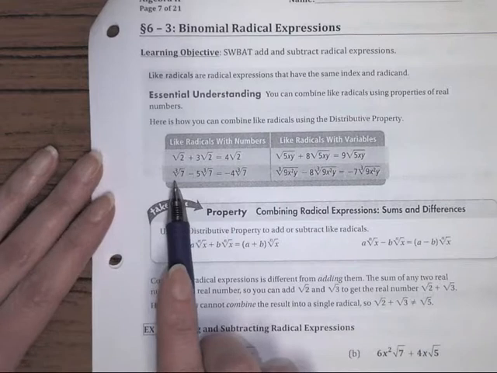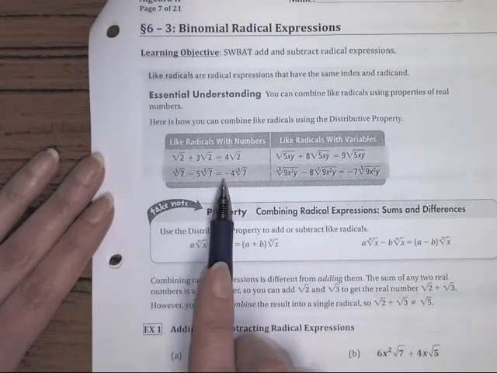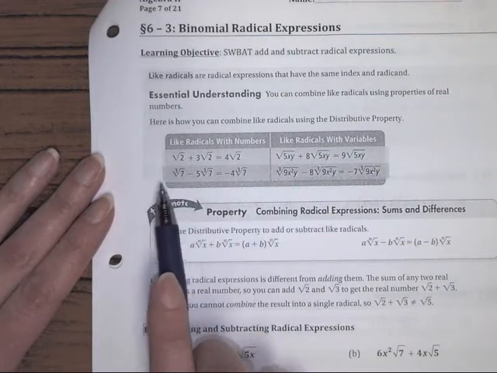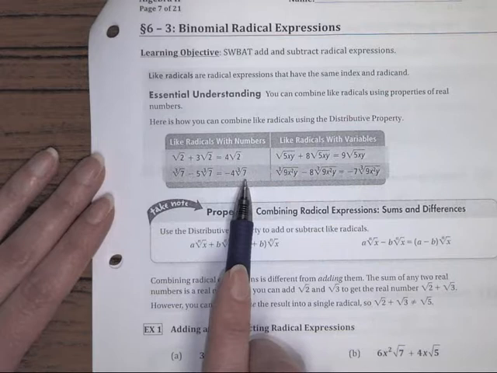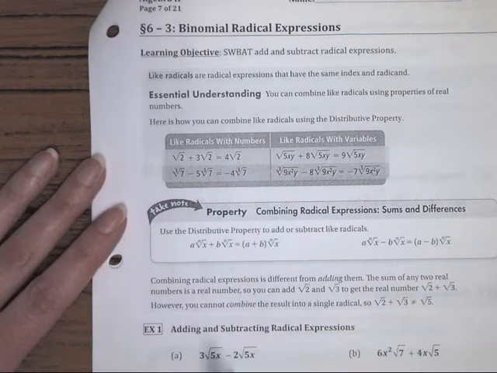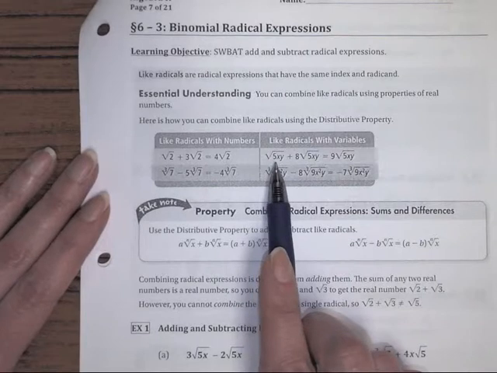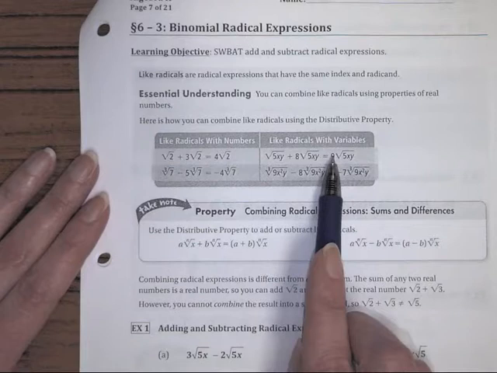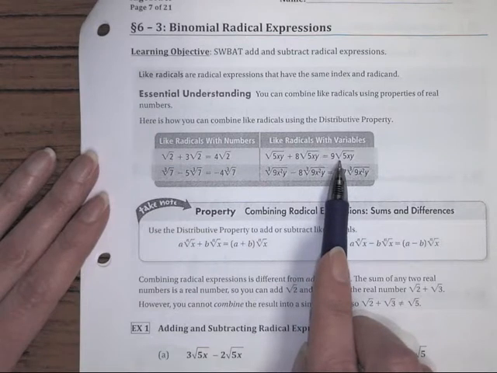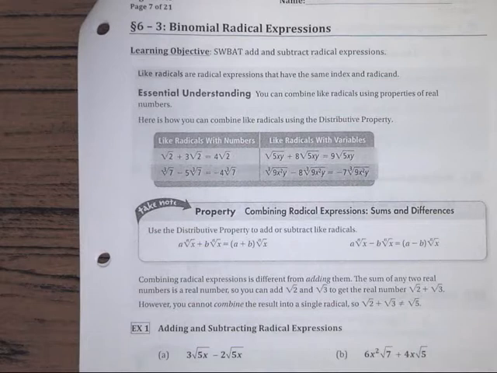Check out this one. Cube root of 7 minus 5 cube roots of 7 gives you negative 4 cube roots of 7, because you have one of them minus 5 of them gives you negative 4 of them. Here's an example with variables. Square root of 5xy plus 8 square roots of 5xy. Here's 1 plus 8 gives you 9 square roots of 5xy. So you see how you can only add like radicals.